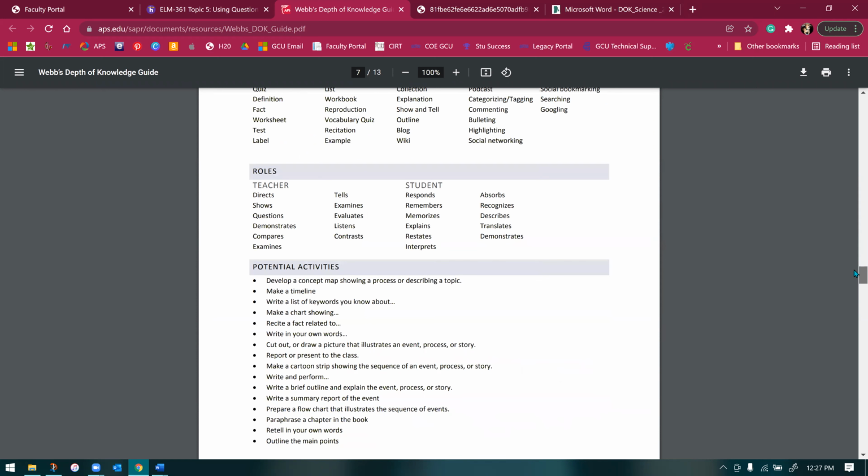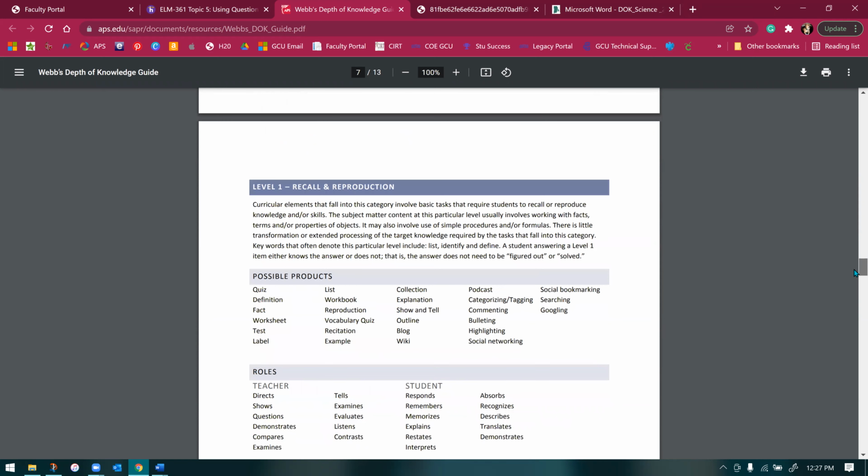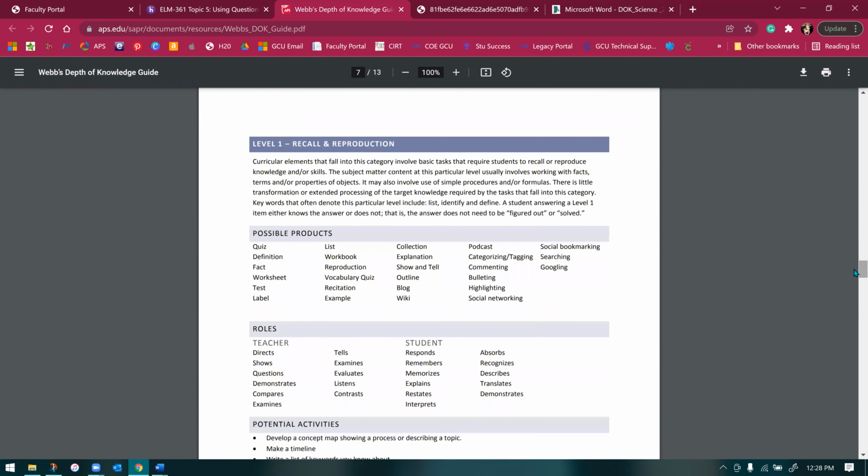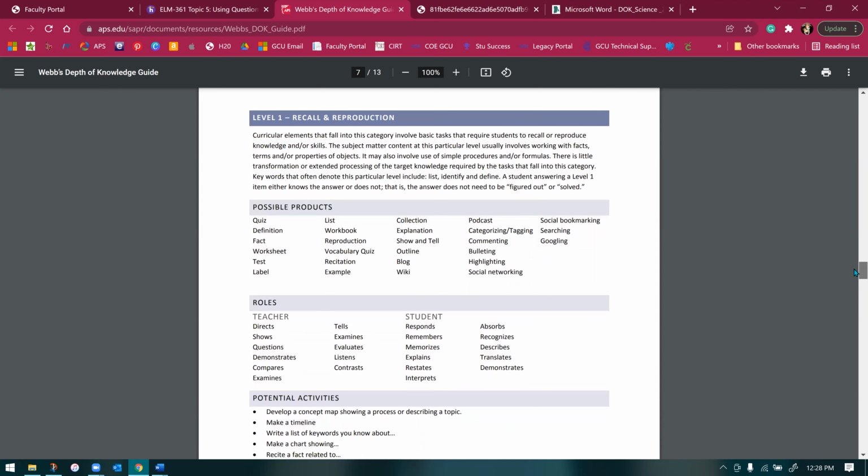All right, so here's our level 1. In a level 1, we have recall and reproduction. So this is just basic knowledge and skills. Basic recall of information often includes your vocabulary terms, and there's not much critical thinking or problem solving or extending information, like what are vibrations? That's just recall of a term, okay?